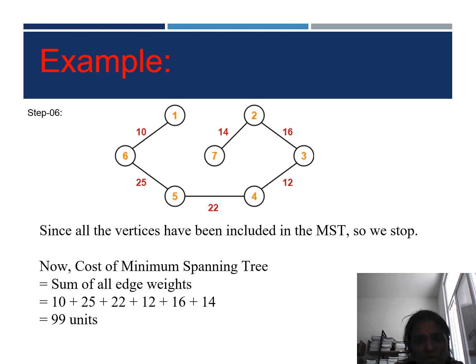So in this example, this is the answer given for that example. So the values are 1 to 6 is 10, and 6 to 5 is 25, and 5 to 4 is 22. Then 3 to 4 we have 12, and 2 to 3 16, and 14. So we have got the answer as 99.